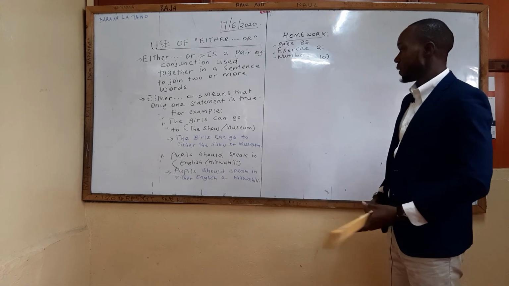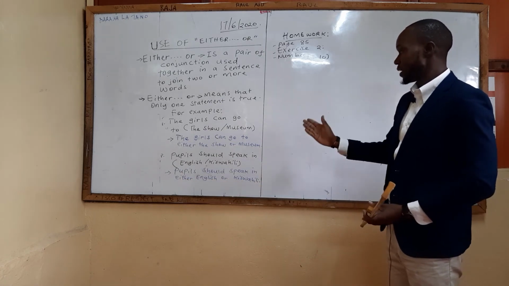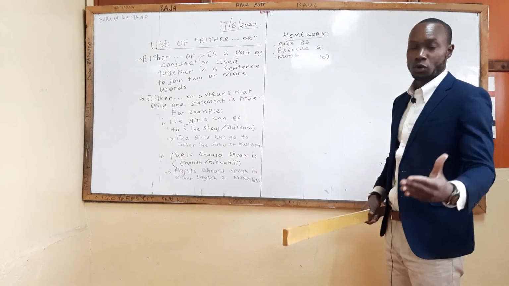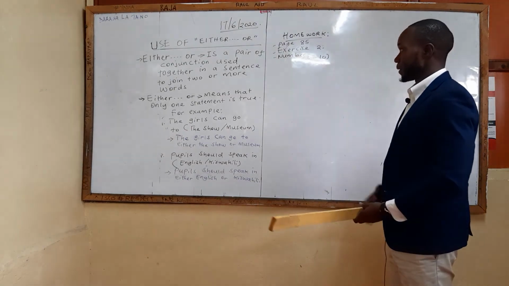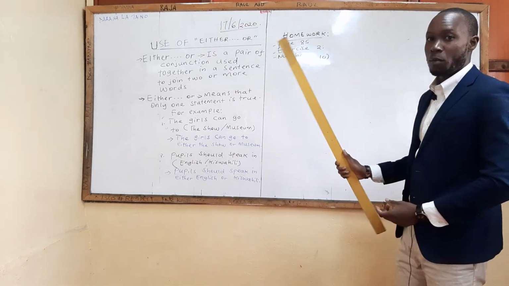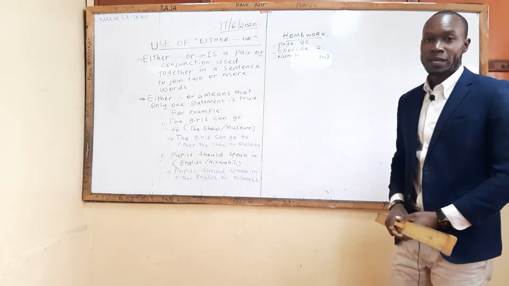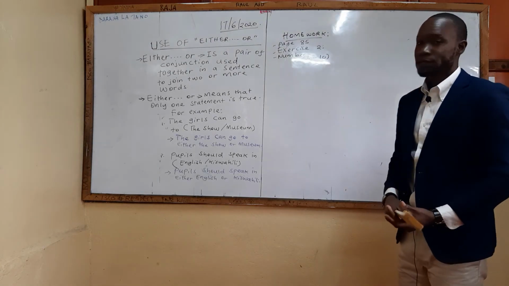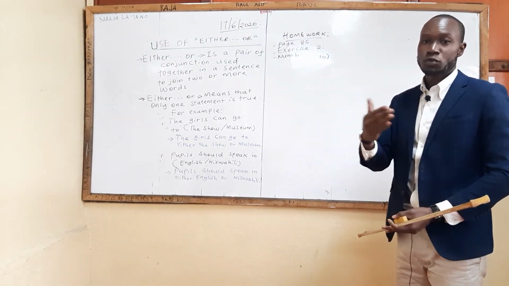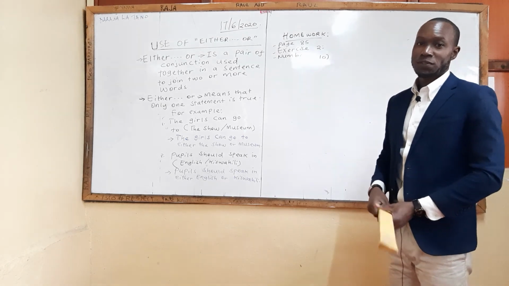And the second example, pupils should speak in either English or Kiswahili. They can choose English or they can choose Kiswahili. So that is about the use of either or. And I've said our homework is going to be on page 85, exercise 2, number 3 to number 10. So you are going to rewrite those sentences using either or.